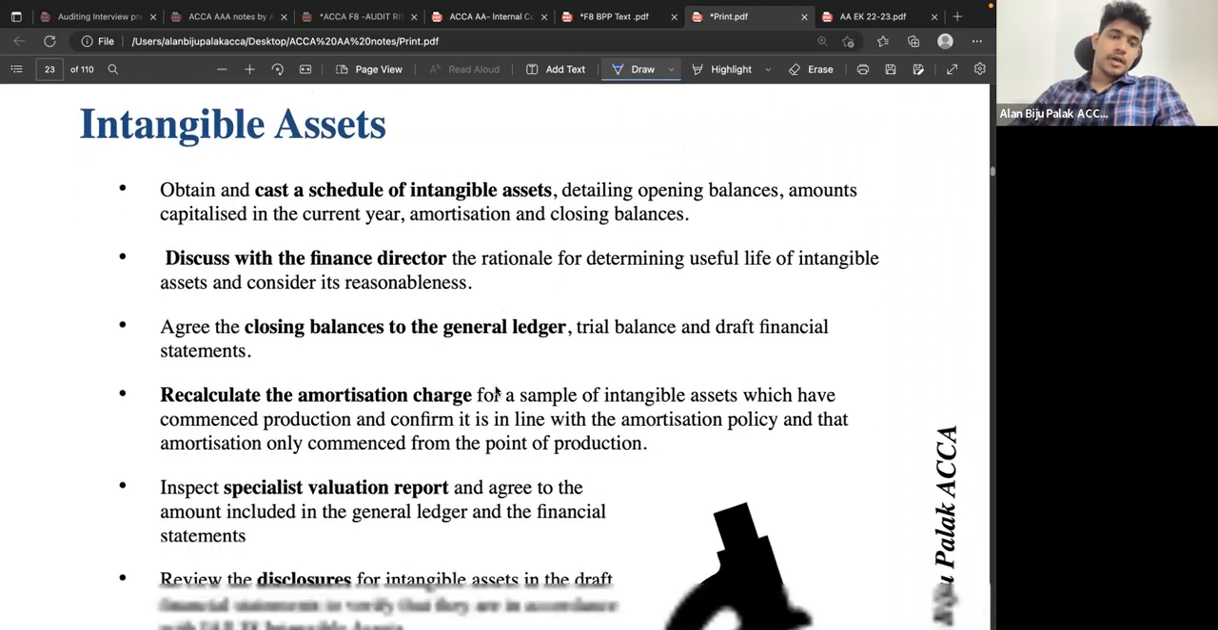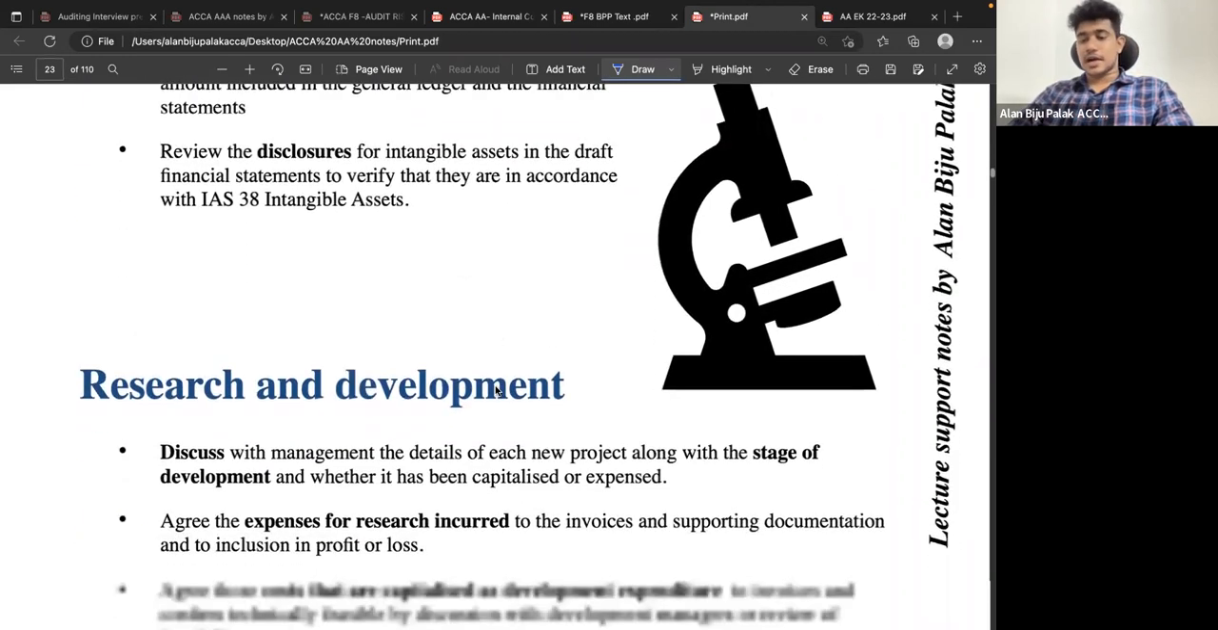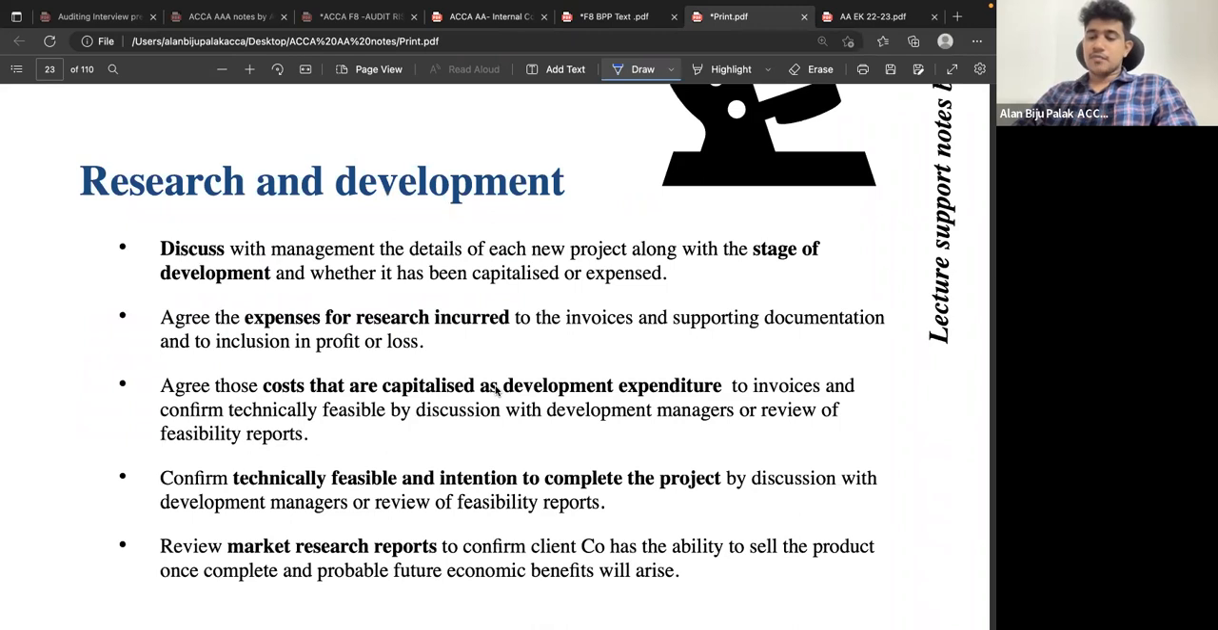Again, moving forward, it's regarding research and development expenditure. When a company spends a significant amount on research and development expenditure, they might ask us to write the substantive procedures relating to the same. But before writing them, properly read the scenario, try to pick the scenario's key points, and write the substantives accordingly.